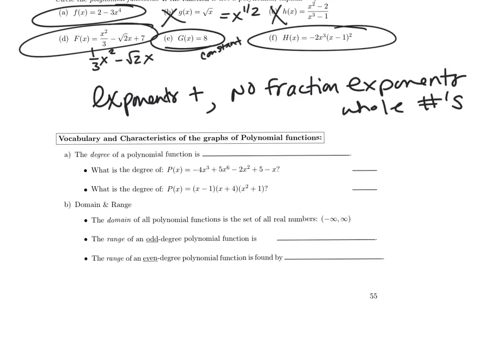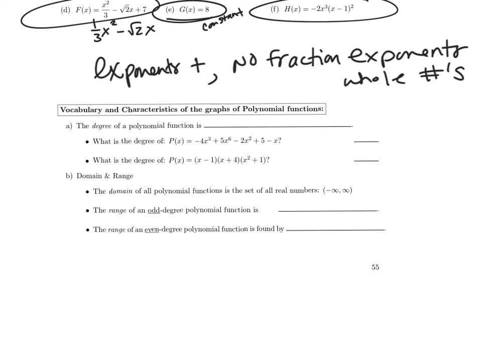Reviewing degrees of polynomials. The degree of a polynomial is the highest exponent. If we look at the first one, 6 is the highest exponent, so this would be a degree 6. If you look at the second bullet, x to the 1, x to the 1, and x to the 2, if you were going to expand that, distribute, aka FOIL, you would get an x to the 4th polynomial.